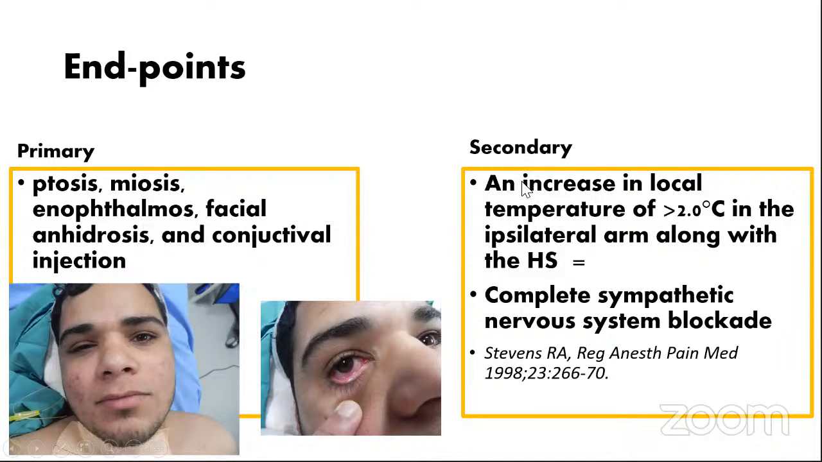One of the important secondary signs, as I mentioned, is the local temperature, which should be more than 2 degrees in the ipsilateral arm along with the Horner syndrome. And this is what we call the complete sympathetic block.